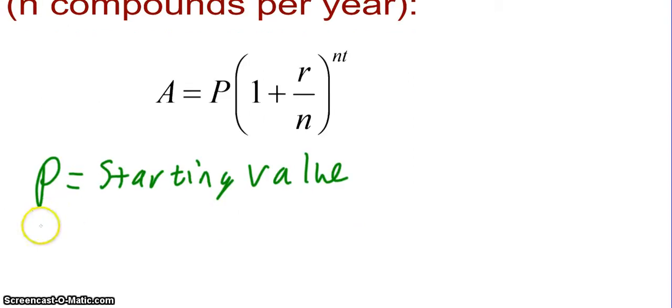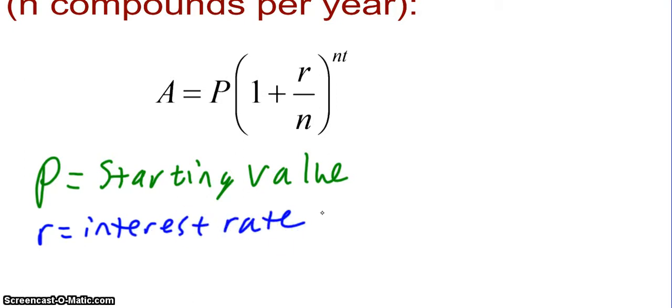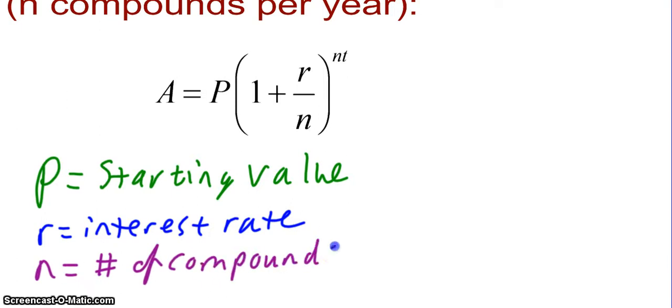R is the interest rate. So if you have a 4% interest rate, r would be 0.04. n is the number of compounds per year. Well, what's a compound?